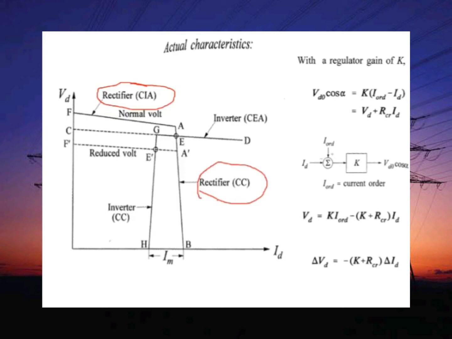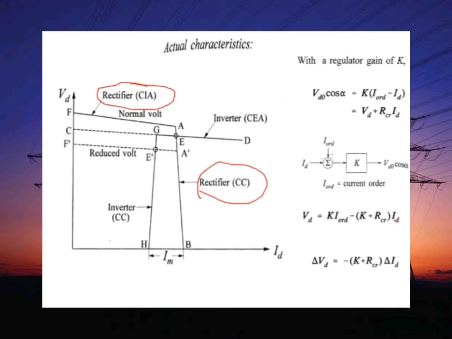In practice, the constant current characteristic may not be perfectly vertical, depending on the current regulator. With a proportional controller, it has a high negative slope due to the finite gain of the current regulator. With a regulator gain of K, we can write VD cos alpha equal to K into (I order minus ID), or you can write VD plus RCR ID. And therefore, we can write VD equal to K I order minus (K plus RCR) ID.